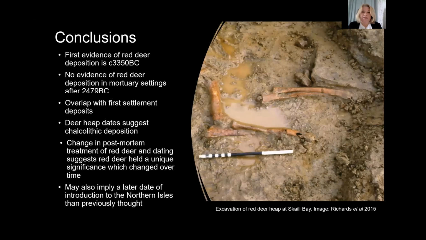So in conclusion, then, what we have is the first evidence of red deer being deposited around 3350 BC. This in itself is really interesting because it starts to question this early introduction of red deer to the Northern Isles, which was suggested from the assemblage from the Knap of Howar. The assumption has always been that red deer were introduced quite early. However, if all these dates are to be trusted, and as I did say, they do need to be revisited, then actually we could have a much later date for the introduction of red deer to the Northern Isles.